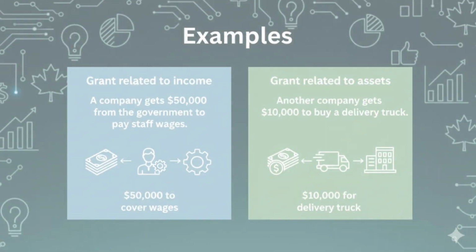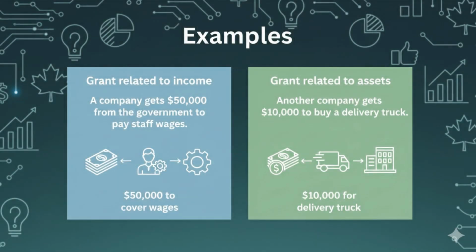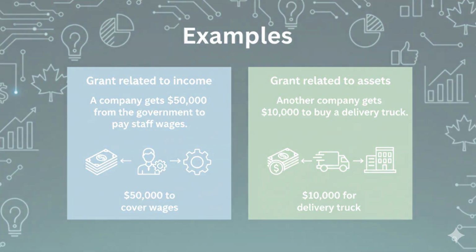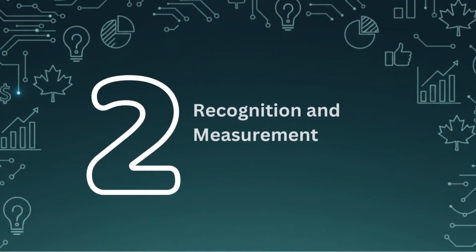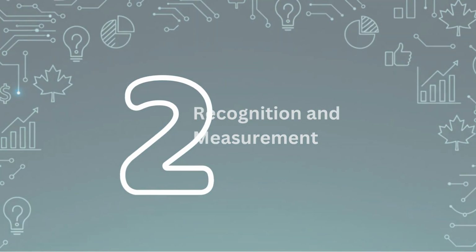Quick examples: a company gets $50,000 from the government to pay staff wages. That's a grant related to income. Another company gets $10,000 to buy a delivery truck. That's a grant related to assets. Now that we know what they are, let's move on to how we actually recognize and measure these grants.